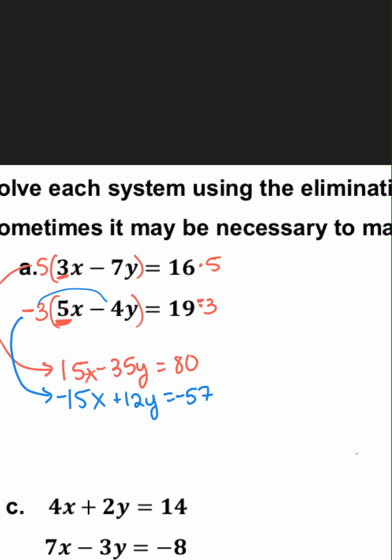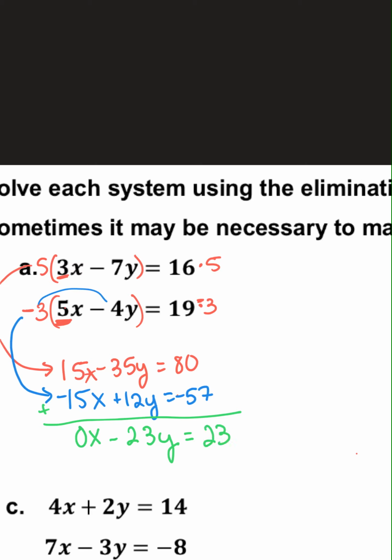Now we're in the clear to add these two equations together. So if I did this correctly, 15x minus 15x should make a 0x, which means I did do it correctly. And then -35 plus 12. So they have opposite signs. That means I subtract and then keep the bigger number's sign. So that gives me -23y equals, and then 80 minus 57 is 23.